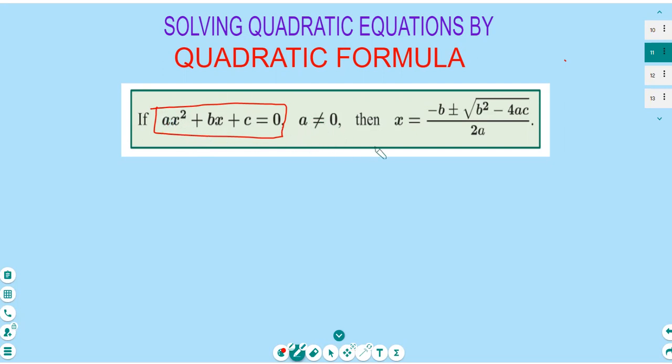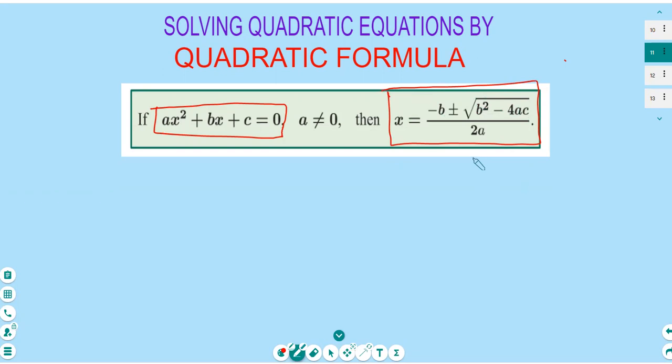Okay, so the quadratic formula is actually the value of x. So x is equal to negative b plus minus the square root of b squared minus 4ac, whole over 2a. So these are the coefficients of the quadratic equation, a, b, and c, in this formula. You should memorize this formula in order to solve quadratic equations.